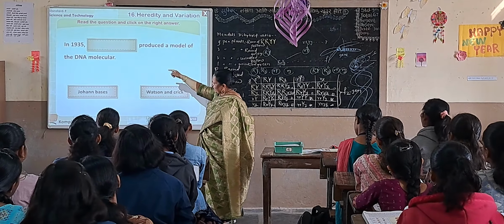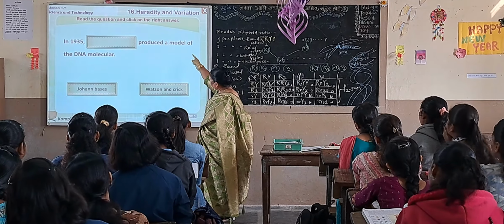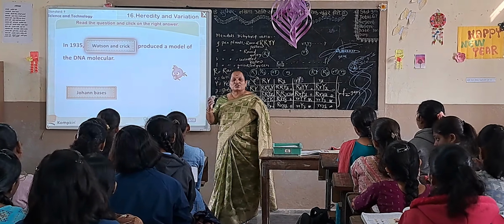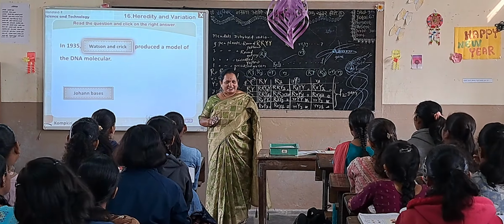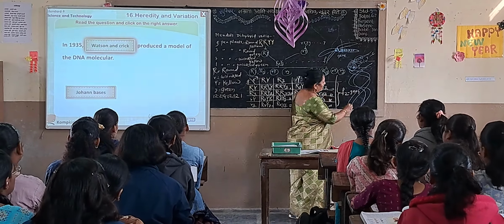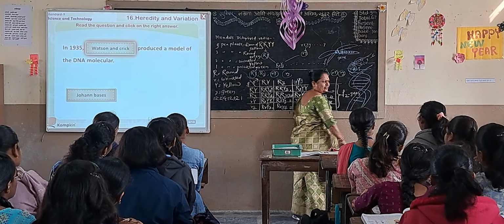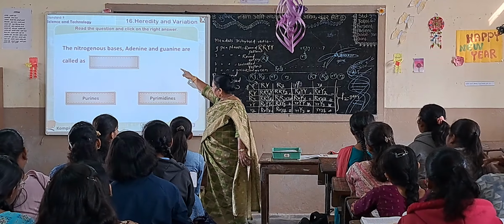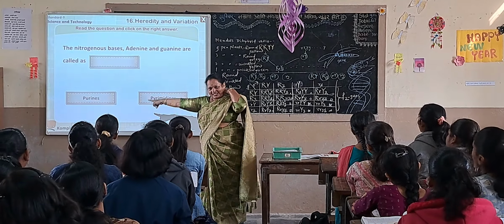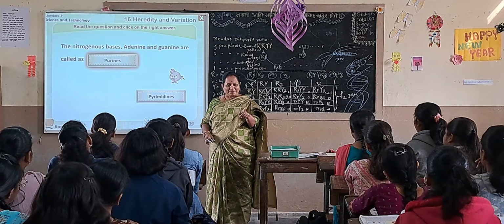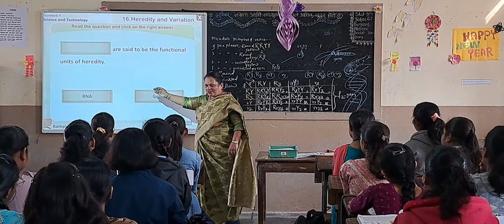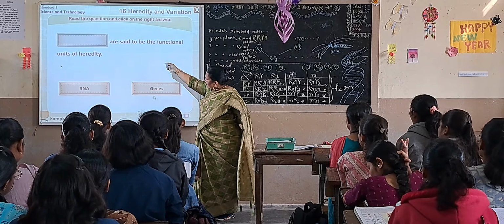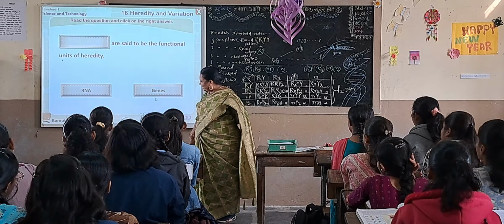Chromosomes are mainly made up of nucleic acids and proteins. Next, a model of the DNA molecule was produced by Watson and Crick. Watson and Crick showed the double helical structure of DNA. That means two helices are there, and these two helices are connected with weak hydrogen bonds. Next, the nitrogenous bases adenine and guanine are called purines, and the pyrimidines are thymine and cytosine. Genes are said to be the functional units of heredity.